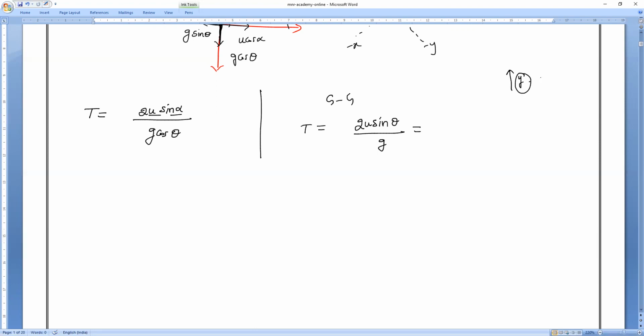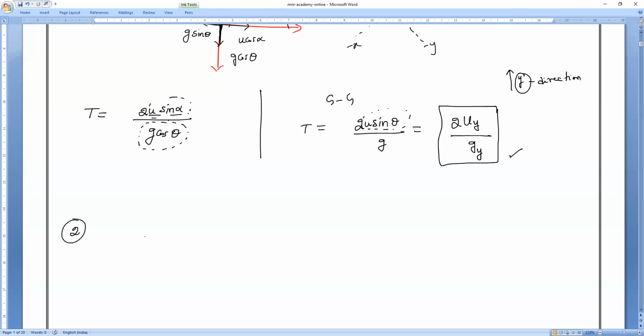Upward in the y direction. Understand, Laksha? It is not just the upward direction, it is the y direction. So instead of u sin theta or u sin alpha, I can write 2 times the velocity in y direction, divided by g cos theta. Here g cos theta is the acceleration in what direction? The acceleration in the y direction. That is what we have made.